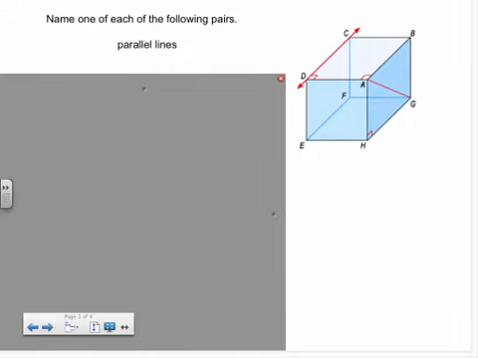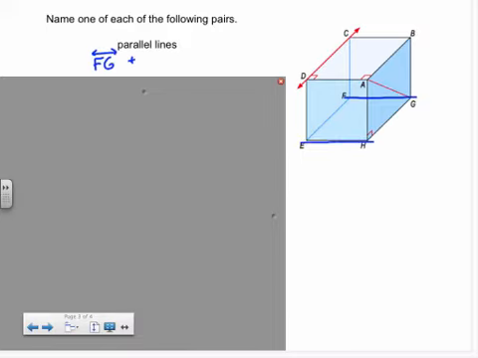So parallel lines first, 2 coplanar lines that never intersect. So let's start with line FG on the back corner here. And I want to pick a line that would be parallel to. I actually have 3 choices. I could choose line CB up on the top. I could use line EH on the bottom. Or the tricky one is line AD that goes across that front diagonally. And I'm just going to pick line EH.